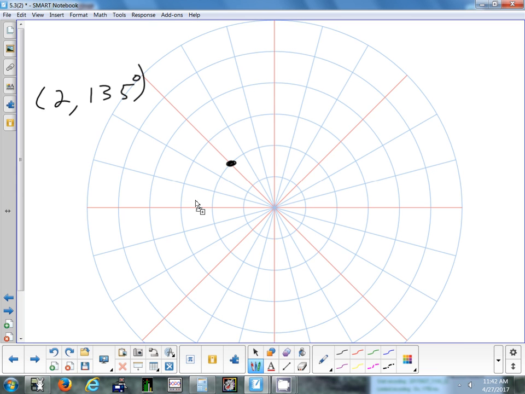Okay. So let's just try one of those. Okay, so if I did negative 2, 135, I would start by going 2 to the left, and then 135 would bring me right there. If I go a quarter of the way, that's 90. And then each line on my grid is 15. So 15, 15, and 15 gives me 45 degrees past 90, which is 135.